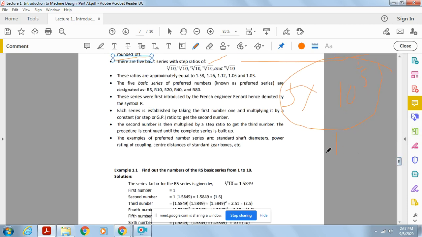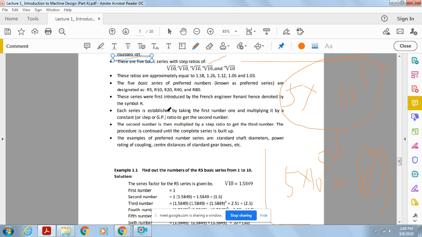Now from this, to get the next higher size, it will be 5 into 10 to the power 1 by 5 again. This is just like a simple geometric progression. So this is called the stepping ratio. That means at every step, this particular 10 to the power 1 by 5 will be multiplied.